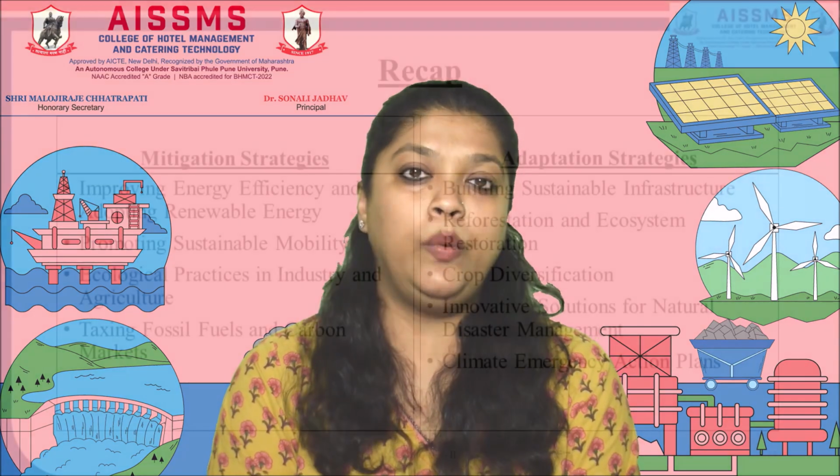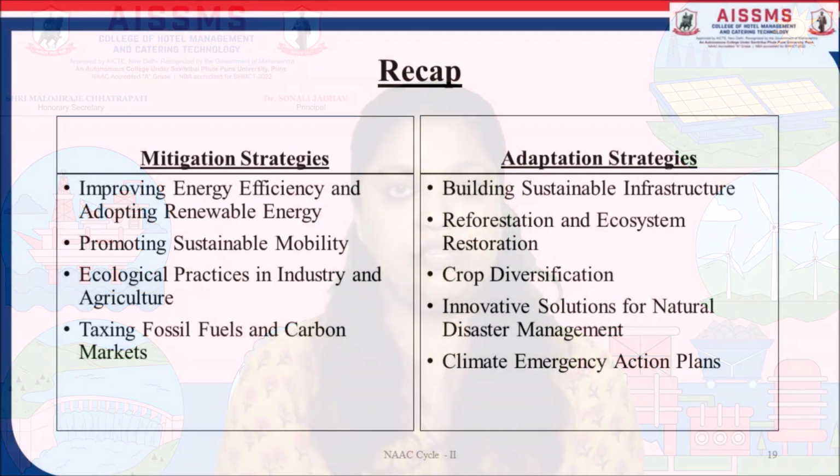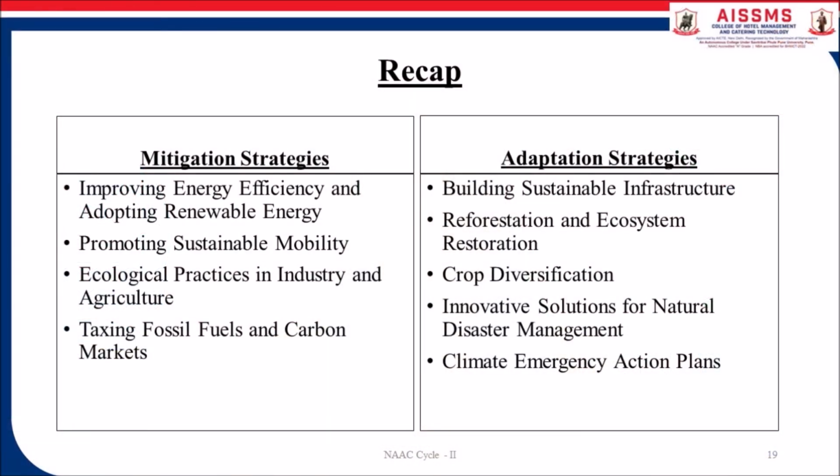So that essentially brings us to the end of this session. Now we'll do a quick recap of what was discussed in this session. We started off with mitigation strategies, which included improving energy efficiency and adopting renewable energy, promoting sustainable mobility, ecological practices in industry and agriculture, and taxing fossil fuels and carbon markets.